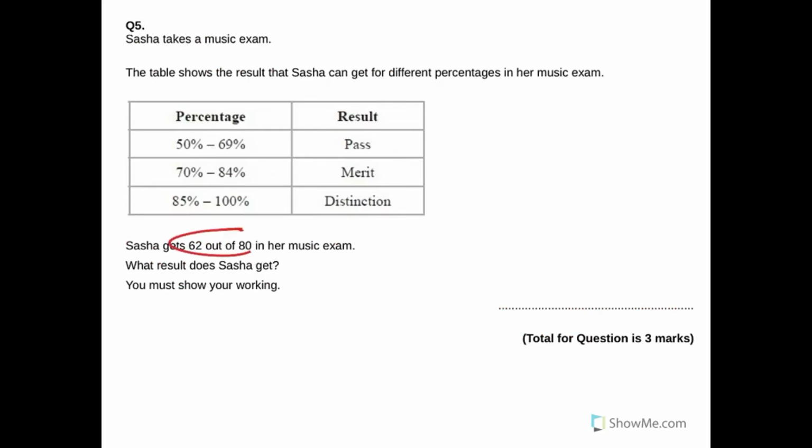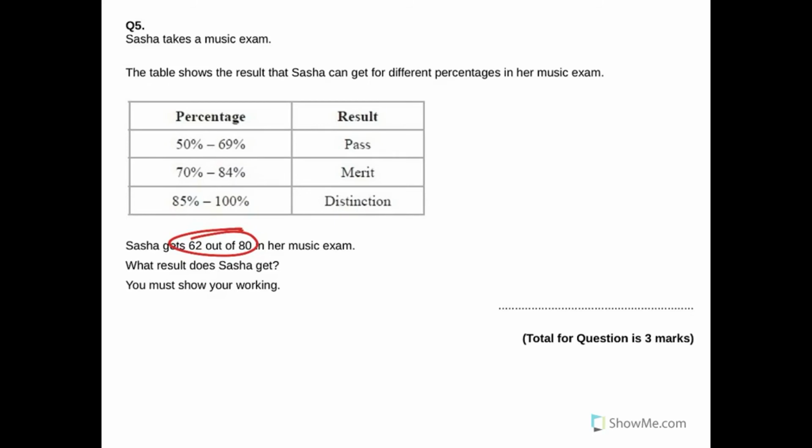62 out of 80. Now to convert into a percentage, I usually would say turn the denominator into 100. So let's say for example I had 13 out of 50. My instinct would be to make the denominator into 100, in this case 26 out of 100, which is 26%. So if I could use that technique here, that might be helpful.